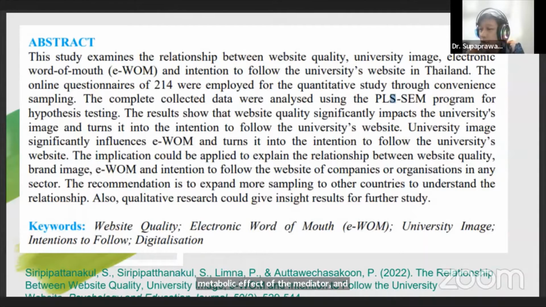And the researcher should include the implication, because the implication could explain the relationship and could be useful not only for your sector, but for a different sector. The researcher could adopt the new finding or the new conclusion to study in further study.